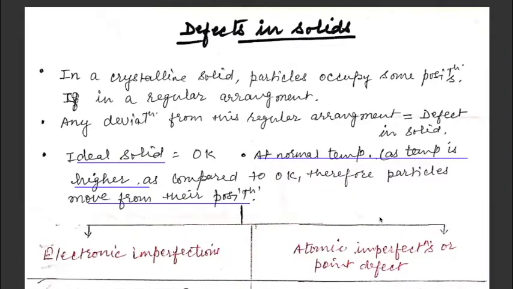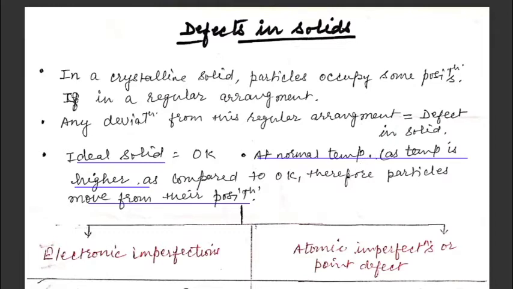Hello students, in this video I will discuss with you defects in solids. Let us understand what we mean by defect. In a crystalline solid, particles occupy some positions in a regular arrangement, and any deviation from this regular arrangement is called a defect in solid.